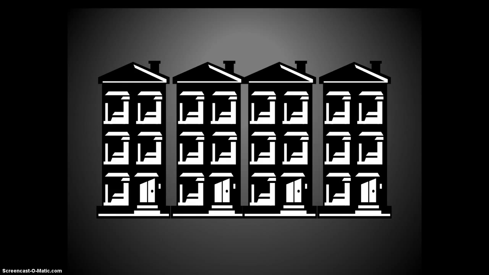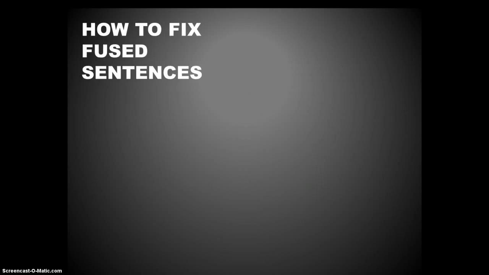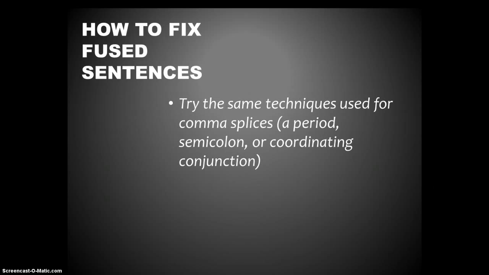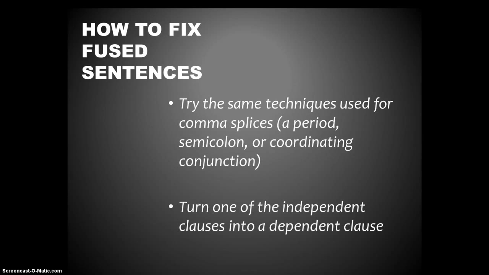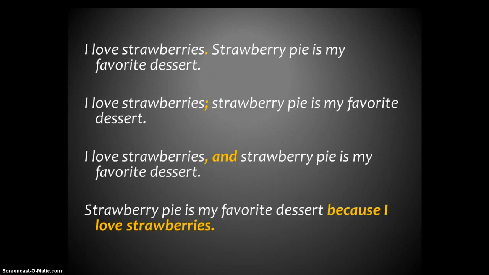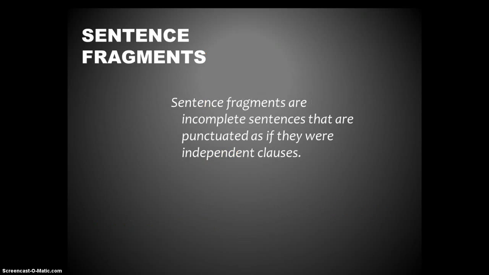Now, the good news is that we can fix a fused sentence using the same techniques that we use to fix a comma splice. Adding a period between the independent clauses, adding a semicolon between the independent clauses, adding a comma and a coordinating conjunction between the independent clauses, or turning one of the independent clauses into a dependent clause. Let's apply these fixes to our sample sentence. Easy, right?